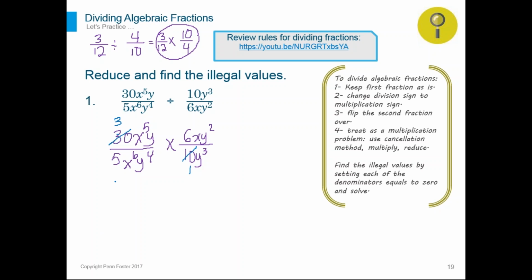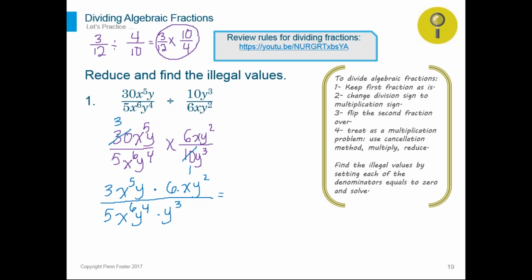So it is as if we're saying 3x to the 5th y times 6xy squared over, I'm going to combine them in one fraction so I can easily multiply across the variables and the numbers. And I have 5x to the 6th, y to the 4th times y to the 3rd, since that 10 was just a 1 here. Next, let's just multiply across top and bottom, and then cross out anything that's common.